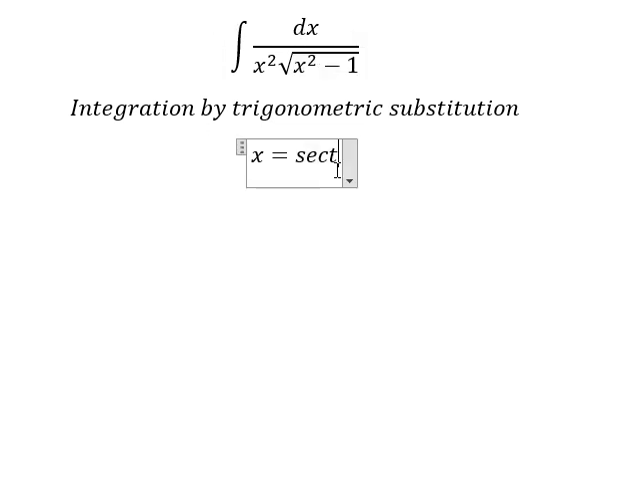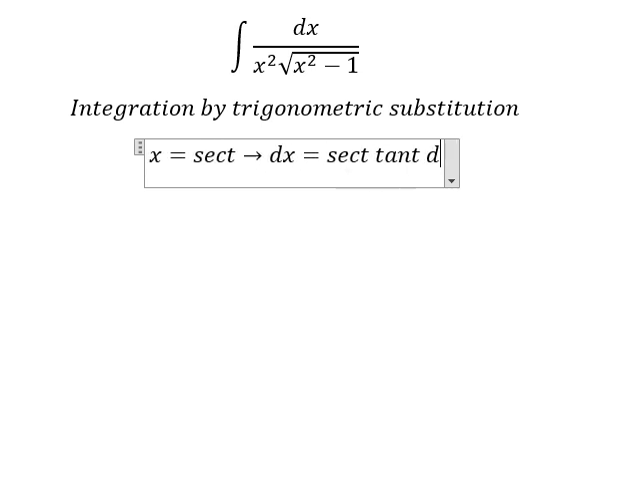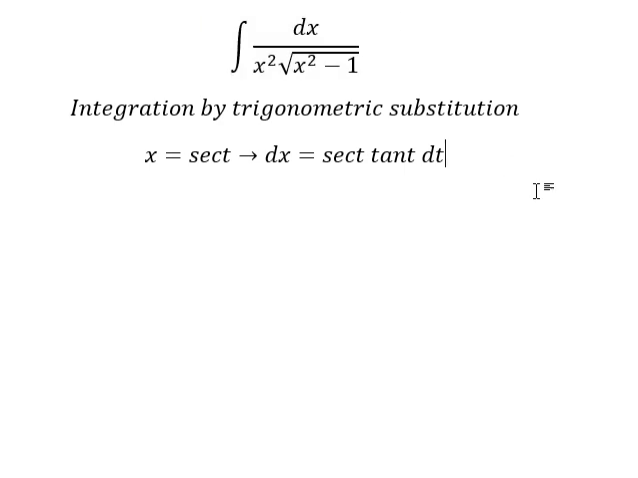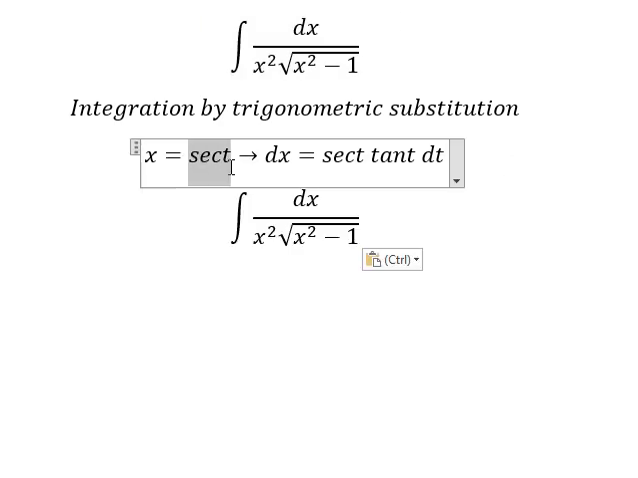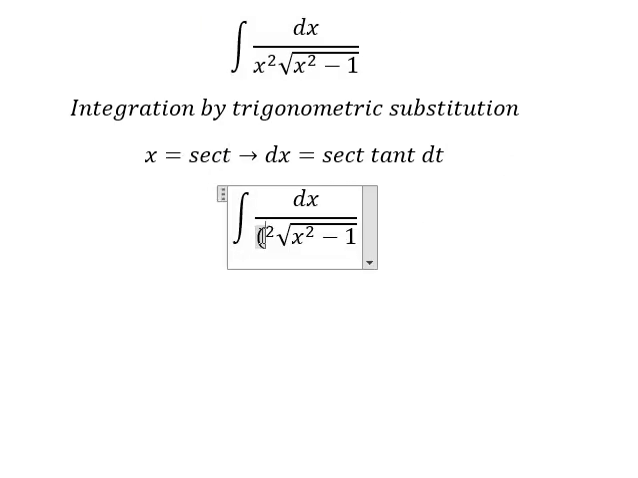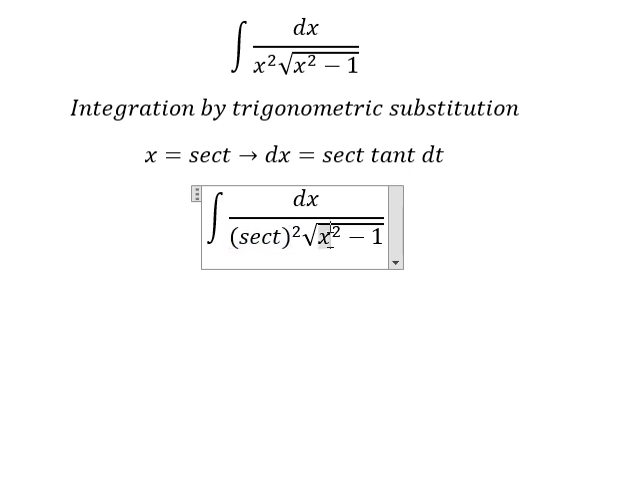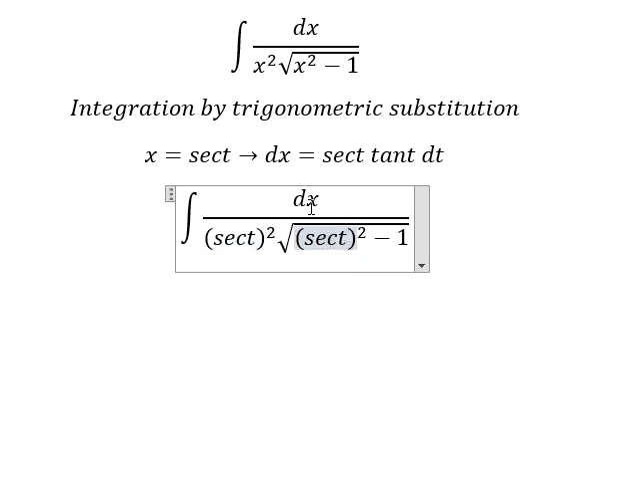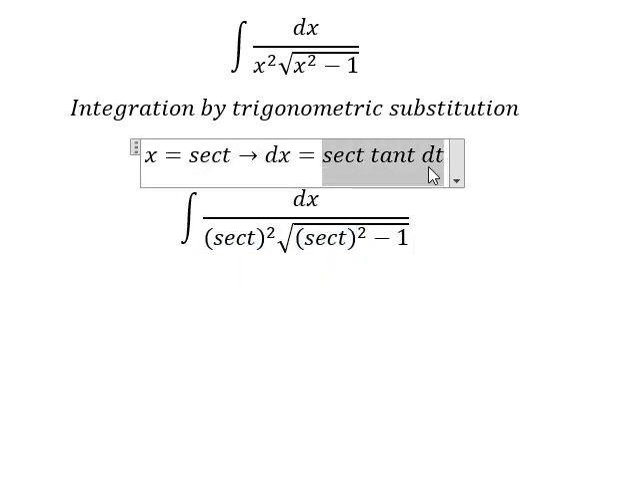Next, we need to first take the derivative of both sides, and we have dx equals secant of t tan t dt. So I will put this one here and here. dx we change by this one.